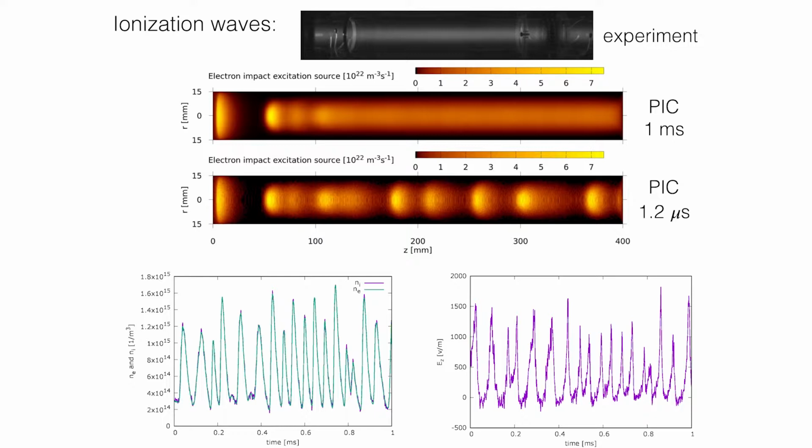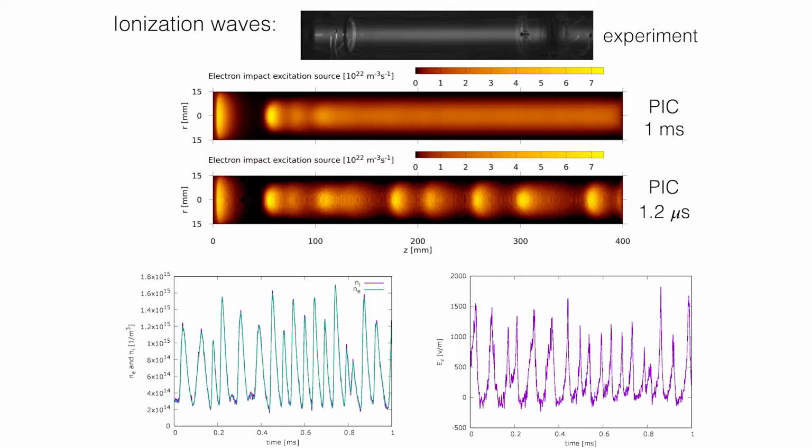I mean it's a long simulation, and just average over this time. But actually what you see is the excitation source. So this should correlate to the light that you see if you switch on the discharge. Then we got very similar structure to what was observed in the experiment. In the experiment, they use a camera which has an exposure time of 10 milliseconds.